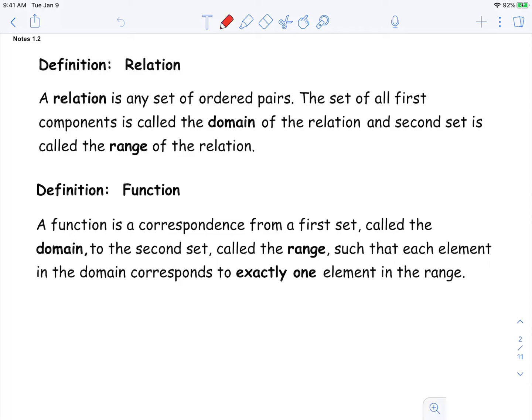All right, these are a couple of definitions. You can go ahead and pause the video if you'd like and read. So the first definition is a relation. It's a set of ordered pairs, but the first component is called the domain, and the second component is the range.